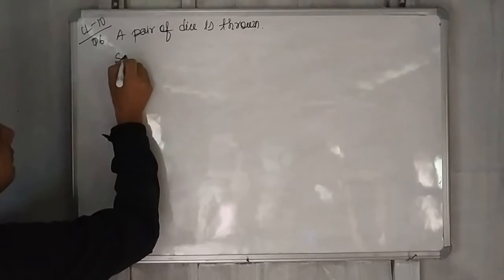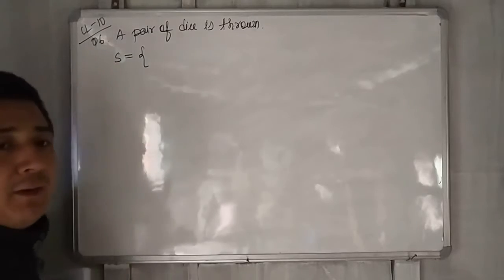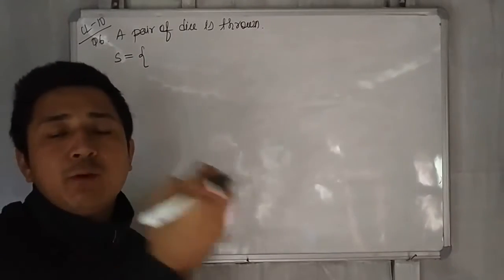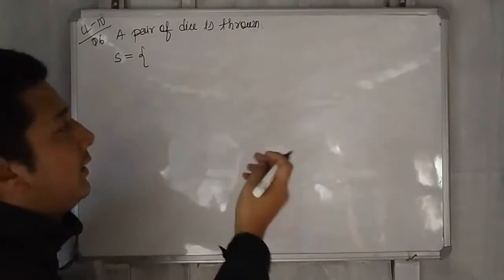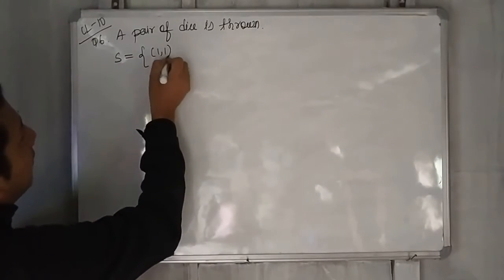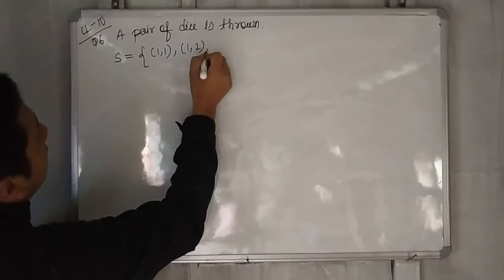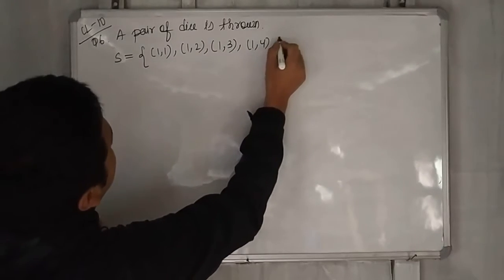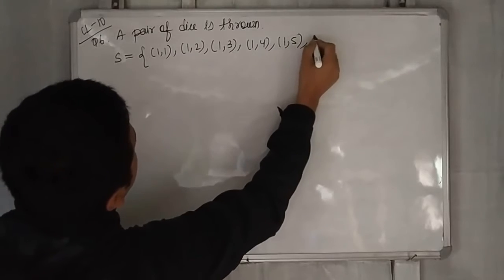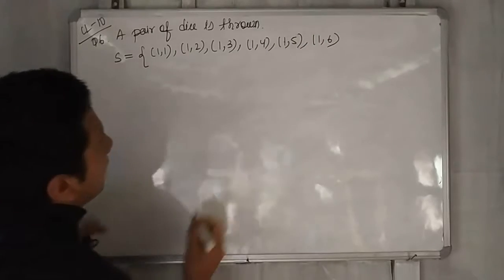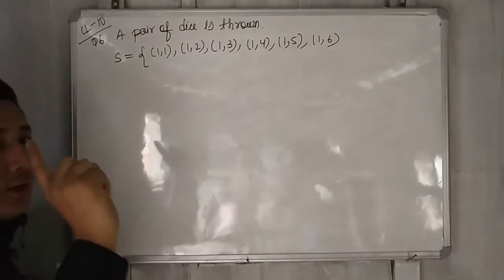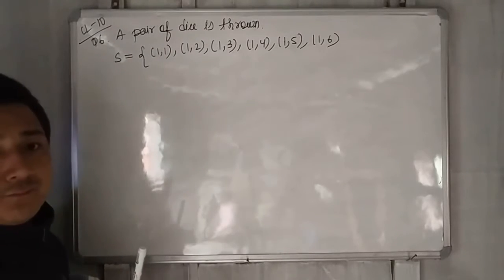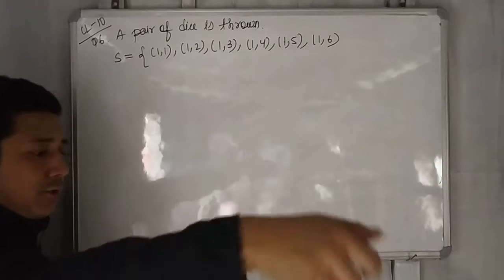The sample space we will be getting will be in pairs. One might show 1, the other might also show 1. 1, 1, 1, 2, 1, 3, and so on, 1, 4, 1, 5, 1, 6. See, we are not throwing one die, we are throwing two dice at the same time.